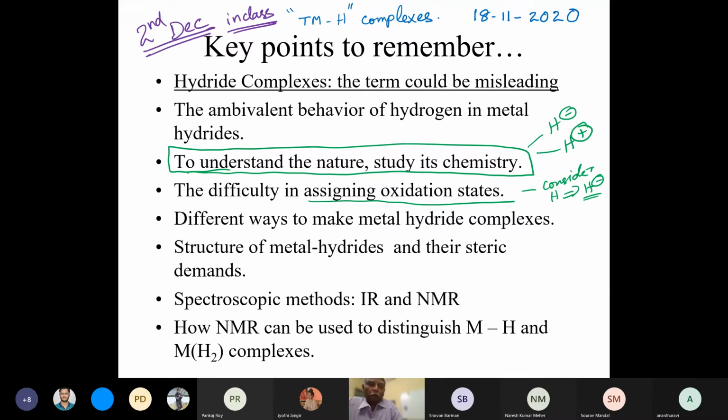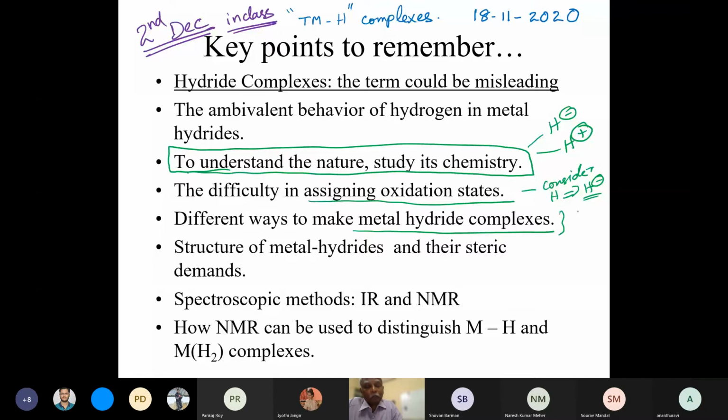I then talked about various methods of making metal hydride complexes. There is some analogy that you can derive to the metal alkyl complexes. So they are analogous.